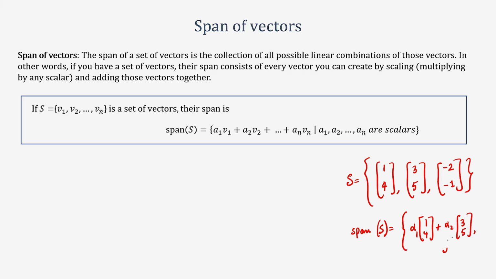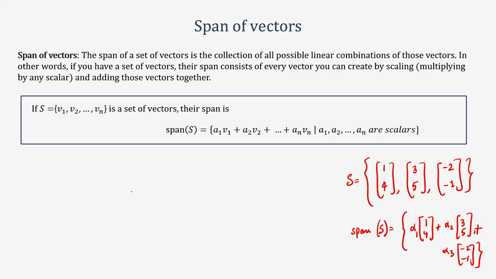So the linear combination of these 3 means any vector which can be written as a linear combination of these 3 will be in the set span of S. It's a very big set, a set which has infinitely many elements, and that is what is known as span of S. You can think of it as these vectors generating that set.